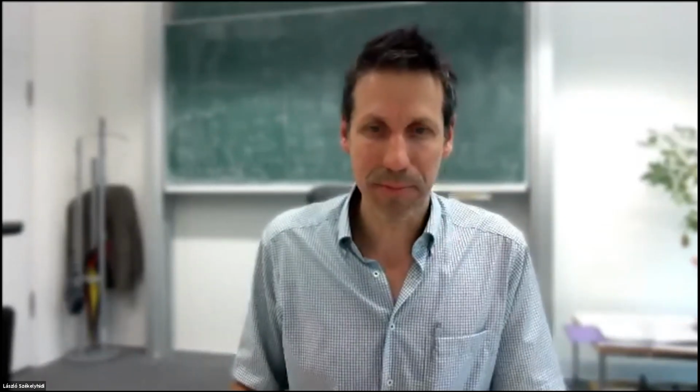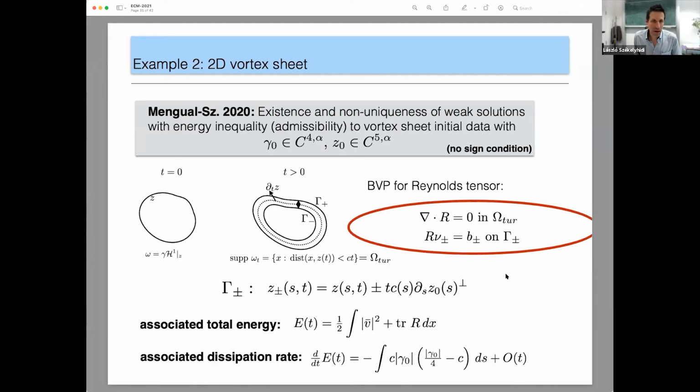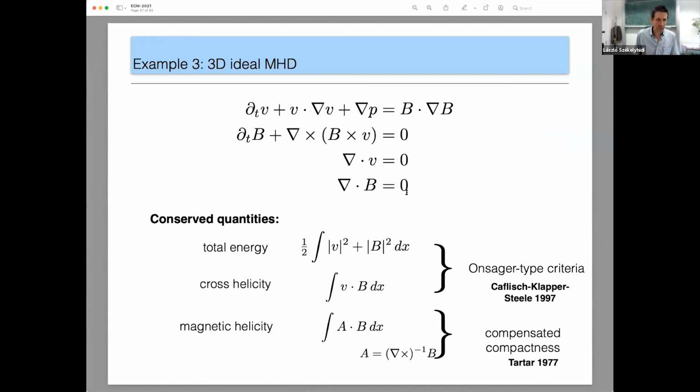the mean dynamics. Okay, let's see. Almost over time. So very briefly, the third example. This is magnetohydrodynamics. So here I have the Euler equations, which are coupled with a magnetic field, which is supposed to satisfy the Maxwell equations.